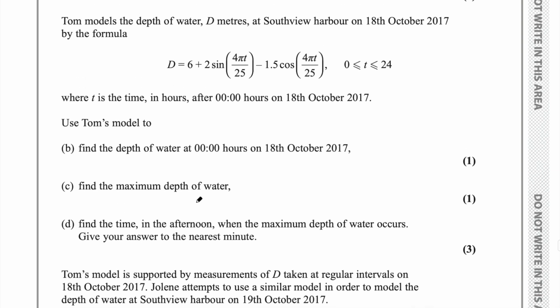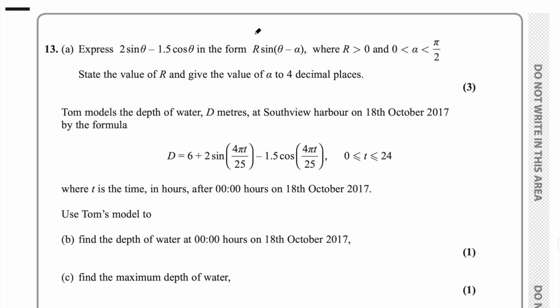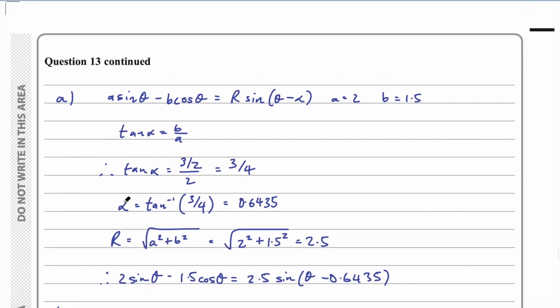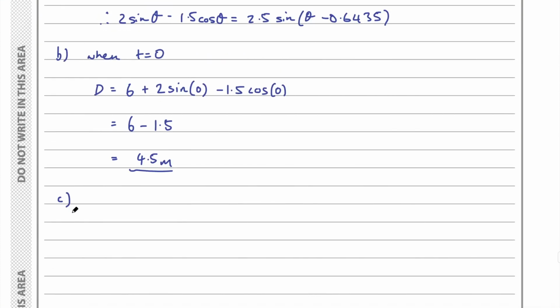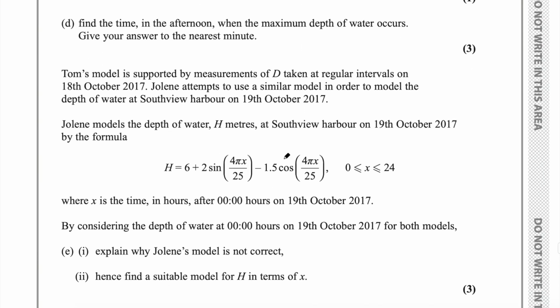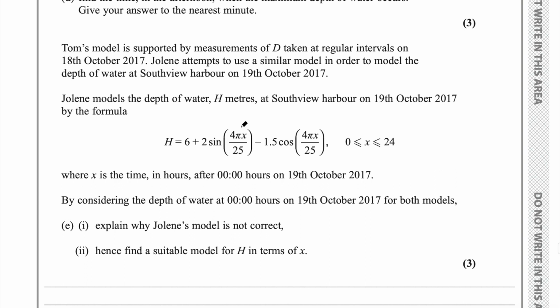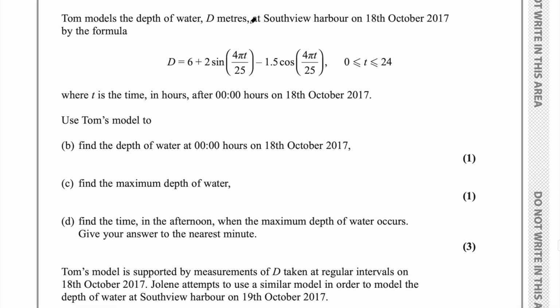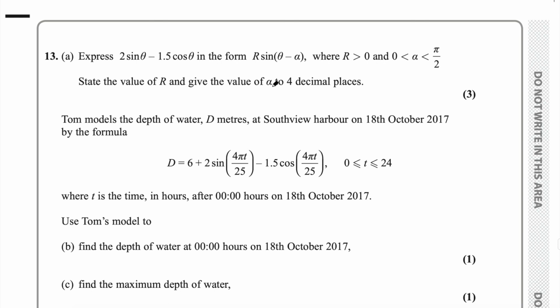Okay, part C says find the maximum depth of water, and this is where we see the usefulness of writing it in this form, r sine theta take alpha. So for part C, if you were to try to find the maximum of the depth using this formula, it's kind of complicated. You don't really know how to maximize it. You know, sine could be 1 and cosine can be 0, but would that give you the maximum depth? It's not 100% clear. Oh, sorry, I'm looking at the wrong one. We're looking at this one up here. So it's much easier to say, oh, the maximum depth will be when sine theta equals 1, when you only have one trigonometric function there.